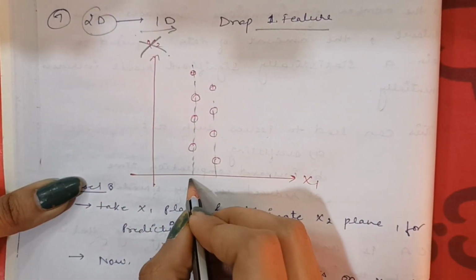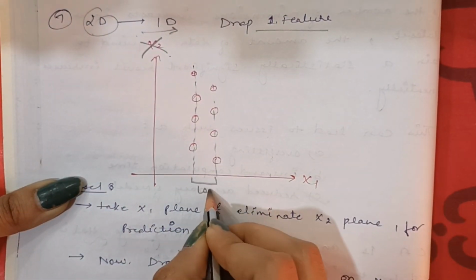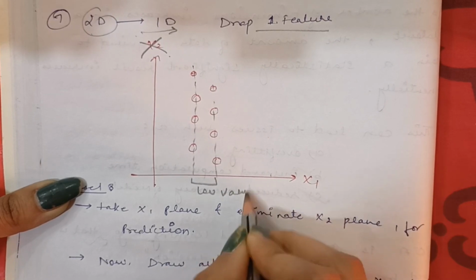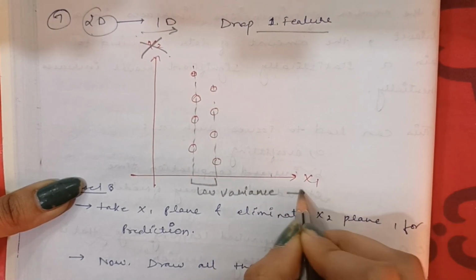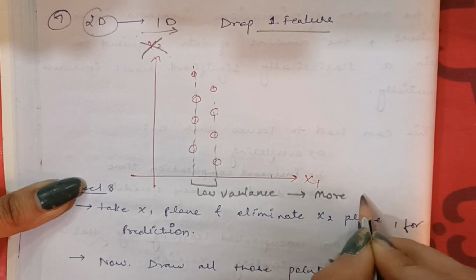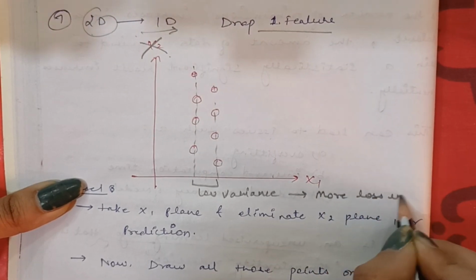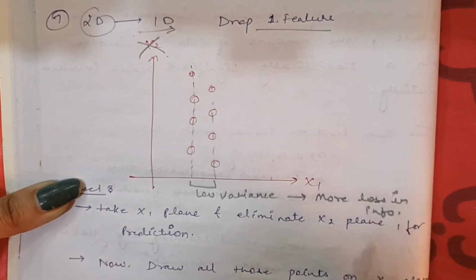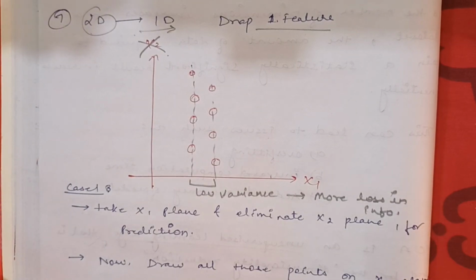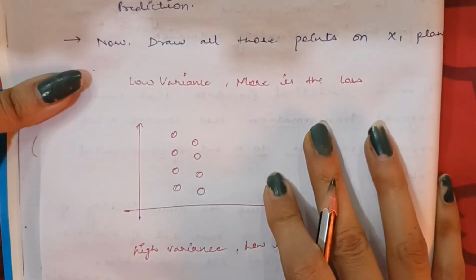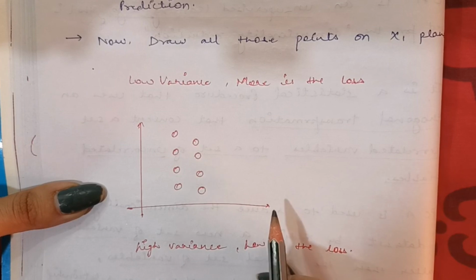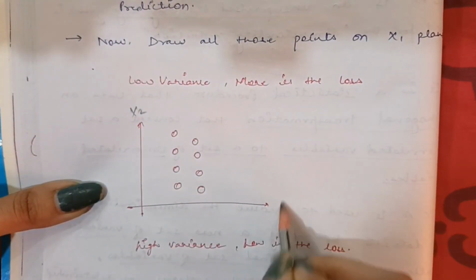Now as we can see, there is a very low variance which leads to the more loss in information. So what we can do here is we go with the next example, that is x2 and x1.